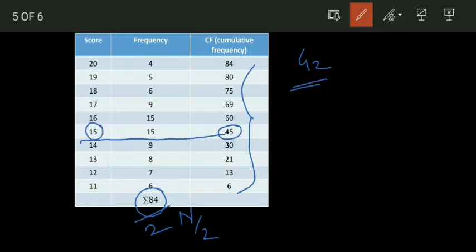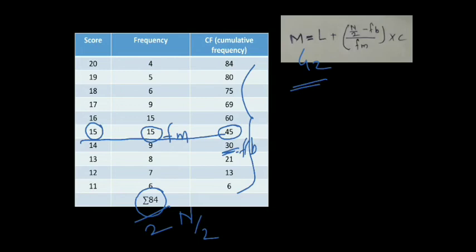Okay, so this frequency we call FM. FM means frequency of the median class, and here it is 15. Below 42 it is 30, so we call that FB. So what is FB? FB is the below frequency, or we also call it the preceding frequency. Now to find the median, we have the formula M is equal to L plus (n upon 2 minus FB) upon FM, multiplied by C.